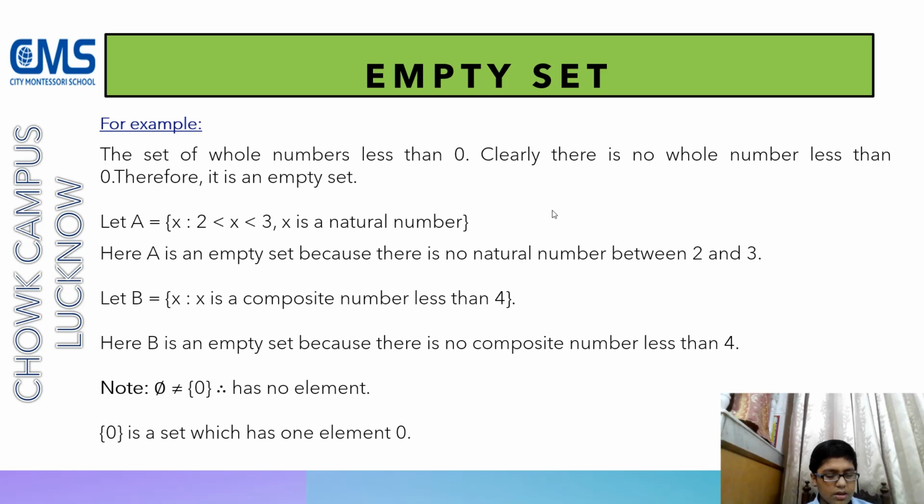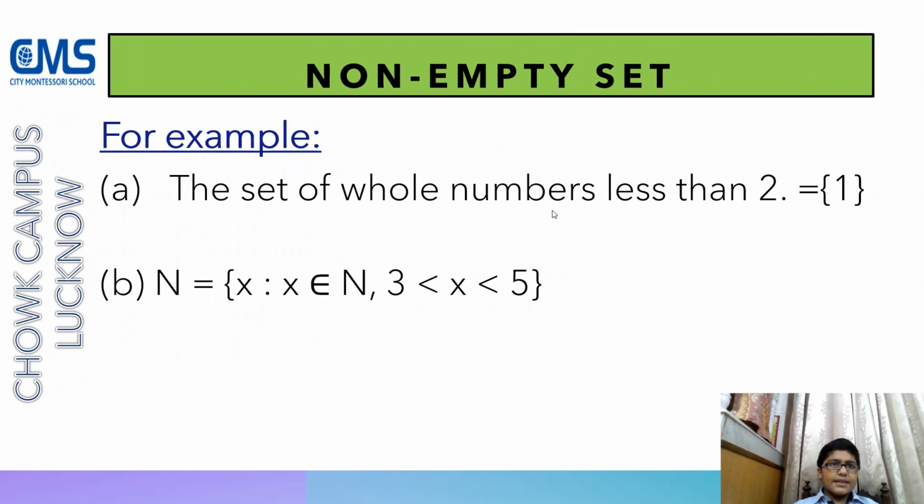Note, the symbol for the empty set has no element. {0} is a set which has one element, 0. Now we will study non-empty sets. A set which contains at least one element is called a non-empty set. For example, the set of whole numbers less than 2. B equals {x : x belongs to N, and the second condition, x is greater than 3 but less than 5}.